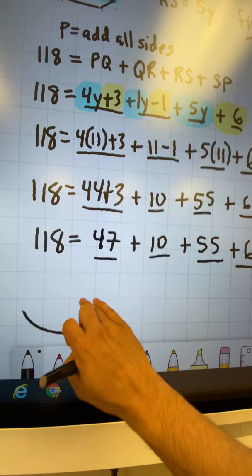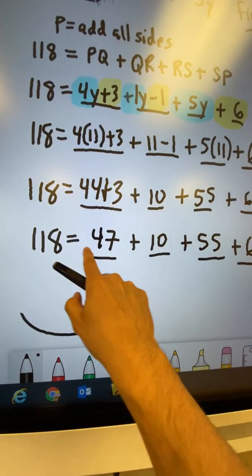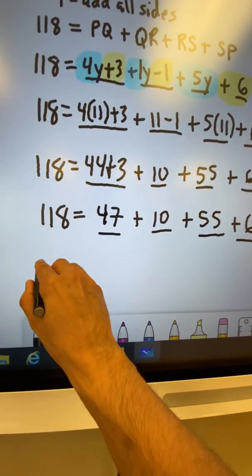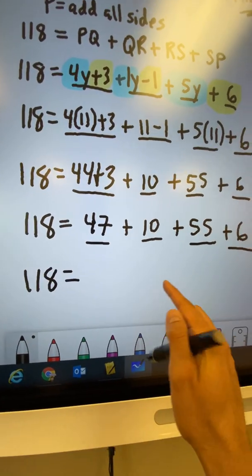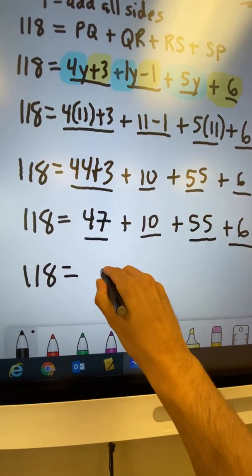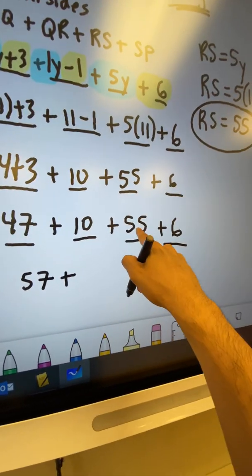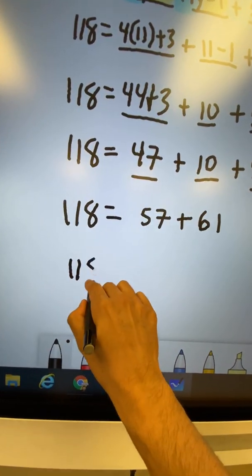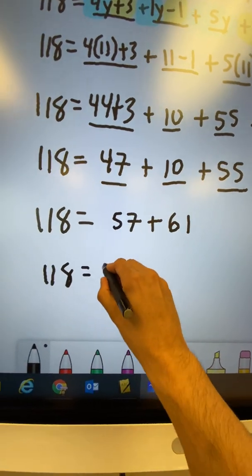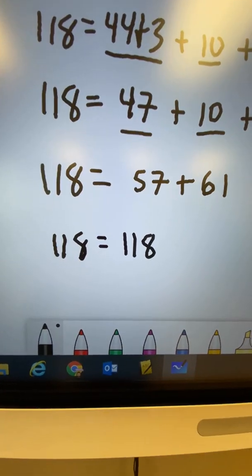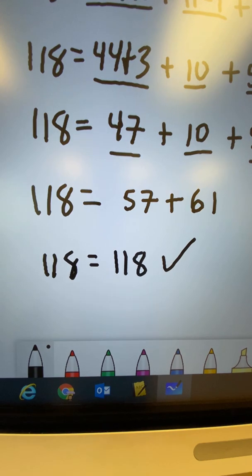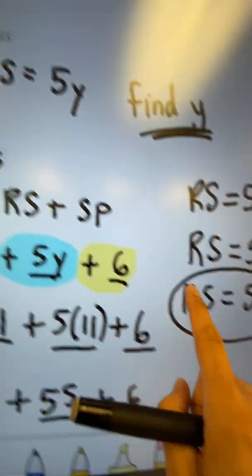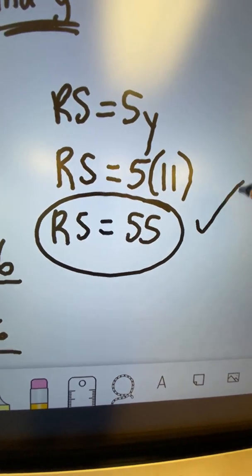Now the question is, if you add up all these sides together, does that equal 118? I'm just going to do the work on the side. 47 plus 10 is 57, and 55 plus 6 is 61. I know that when I add 57 and 61, I do get 118. So this checks out to be correct. Now if I go back to my question again, find the length of RS, the length of RS equals 55. I know that's 100% correct.